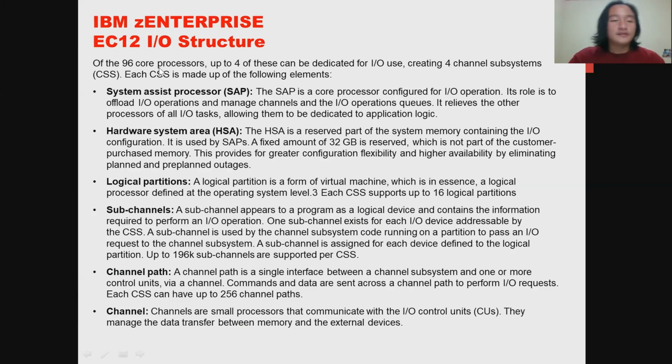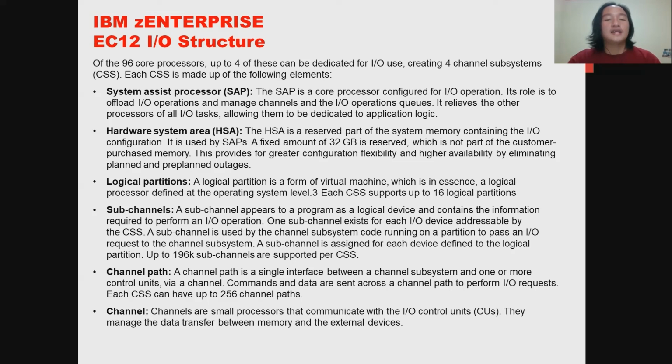Of the 96 core processors, up to 4 of these can be dedicated for input-output use, creating 4 channel subsystems, CSS. Each CSS is made up of the following elements. First one is SAP, which is System Assist Processors. It's a core processor configured for input-output operation. Its role is to offload input-output operations and manage the channels' input-output queues. It relieves the other processors of all input-output tasks, allowing them to be dedicated to application logic.